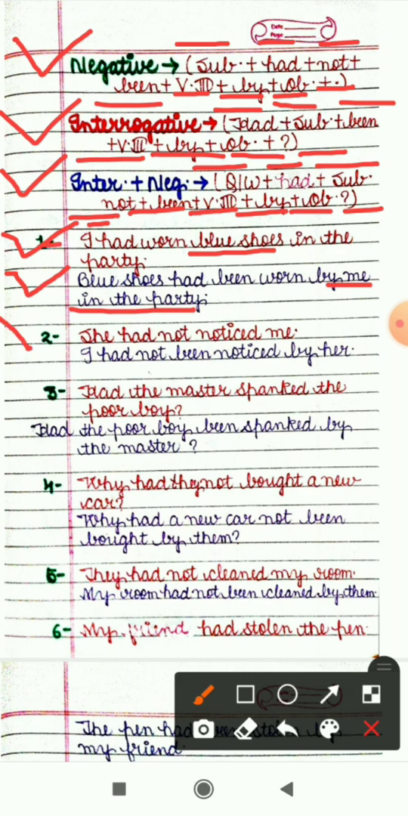Second sentence is she had not noticed me. Subject is she and the object is me. That means our new subject will be me. And the subjective case of me is I. I had not been noticed by her. Here her is used as object which is the objective case of she.